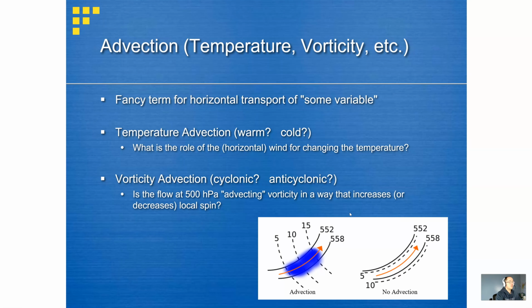And so we'll conclude this lecture series here talking about advection. When we talk about advection, it's simply a fancy term for taking a variable and considering how it is being transported horizontally. And so here at the title, you'll see I talk about temperature advection and vorticity advection. You can derive other types of advection, but we're going to look primarily at those two types of advection here.